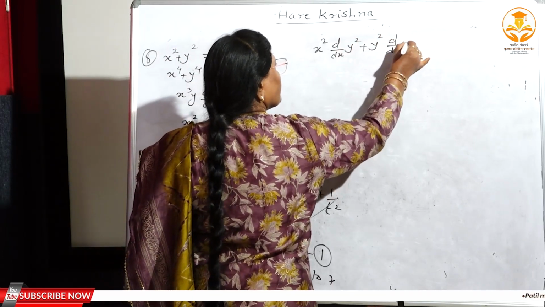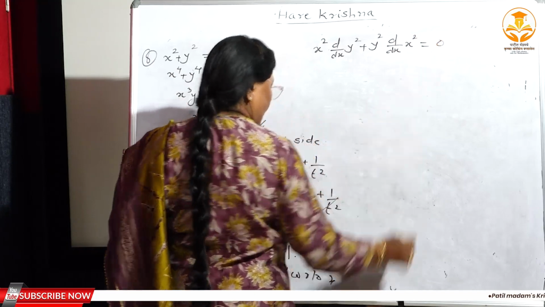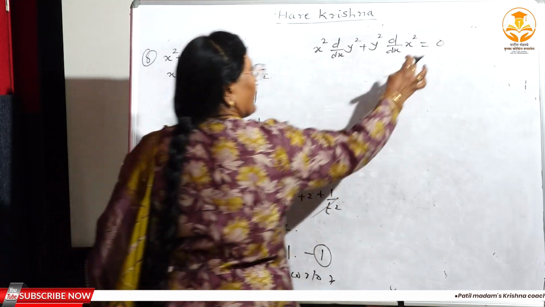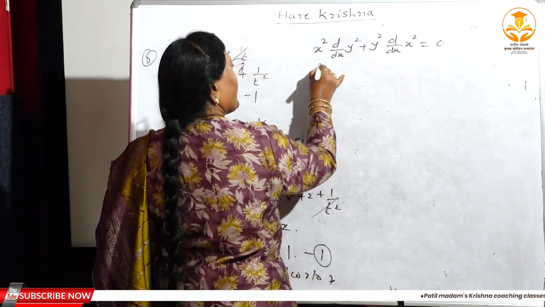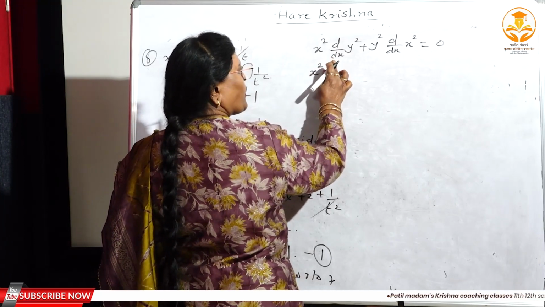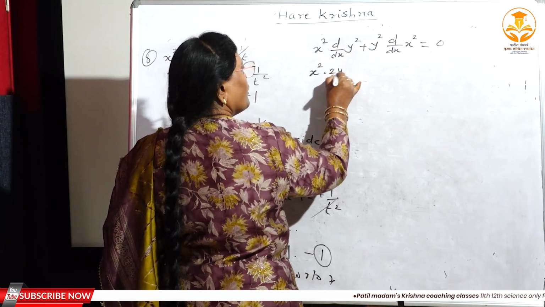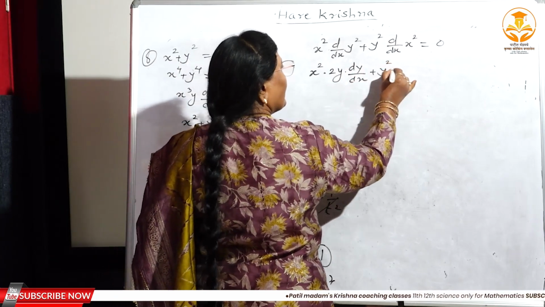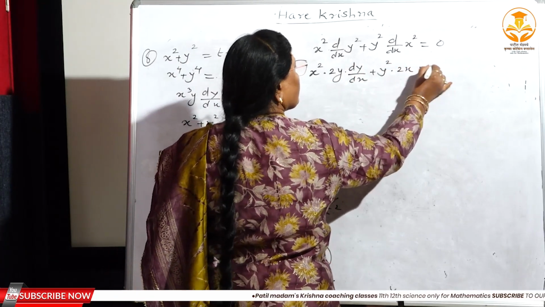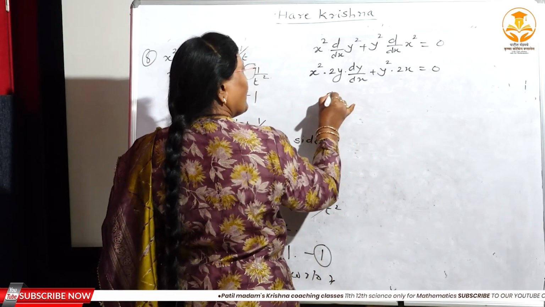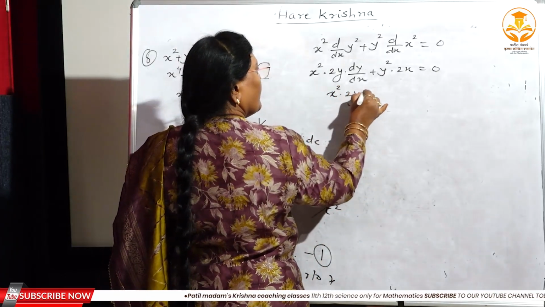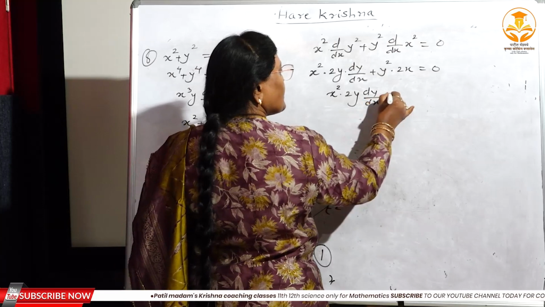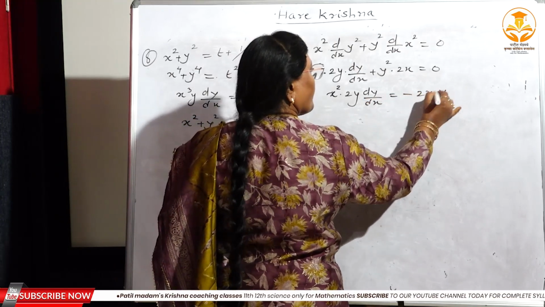d/dx of x square, and here the derivative of 1 is always equal to 0, right? Constant. x square remains as it is. Derivative with respect to x, and your function is of y, 2y dy by dx. Here again y square, and the derivative of x square is 2x, isn't it? Therefore, x square 2y dy by dx is equal to minus 2xy square.